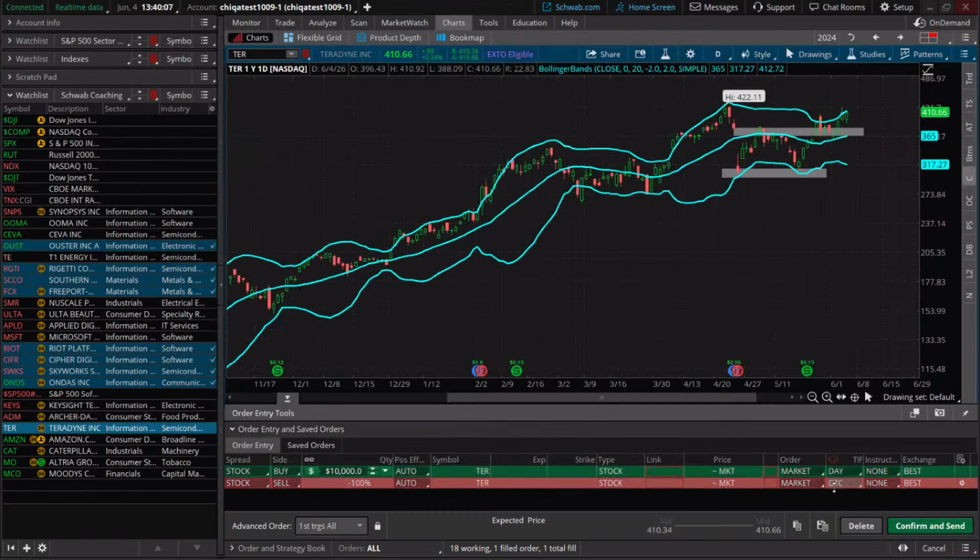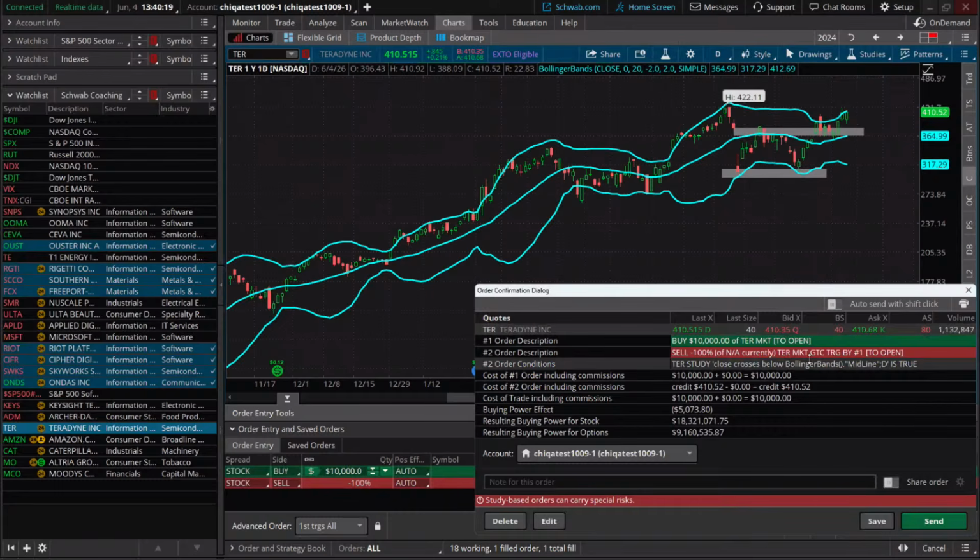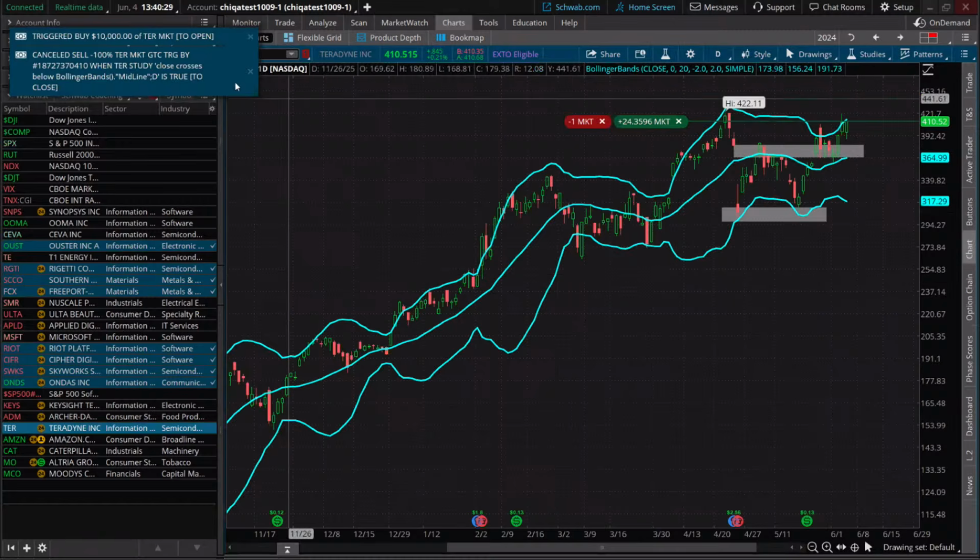Okay, we're gonna make that second one good till canceled. The only time that you can have a market order good till cancel is if you have a condition in it. So keep in mind, same risk supply here. We're gonna hit confirm and send on this one. So you'll have the read back of your order here. We have the midline is true. Perfect. So we have that in there.